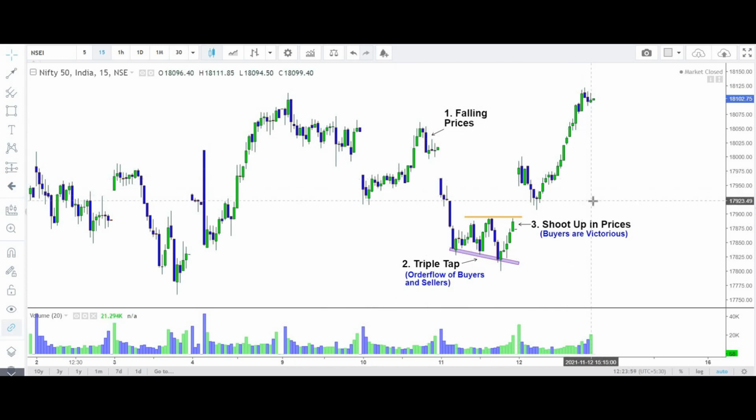So personally, I have traded this setup right after the retest, and I have kept my target somewhere around 18,050 as well as 18,100. And successfully the market did hit my target.